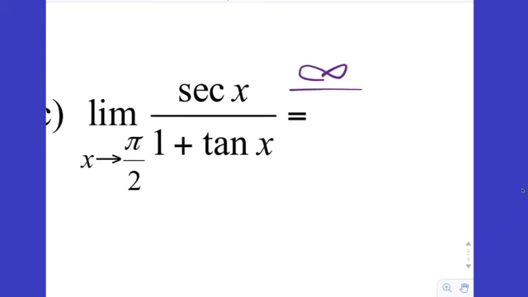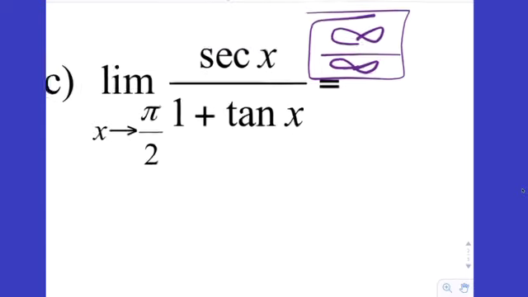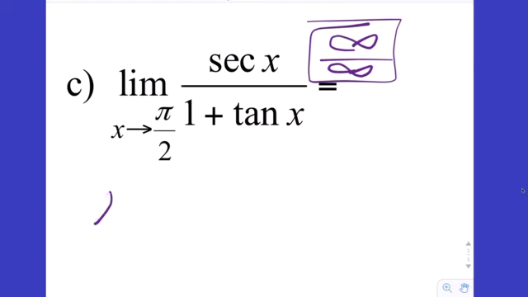And then when you plug into the bottom, you get 1 plus tangent of pi halves. Tangent of pi halves is also undefined because it's some type of infinity. Infinity plus 1 is infinity. Now, for the indeterminate form, it doesn't matter if it's plus infinity or minus infinity. It's just quotient of two infinities. That means we can use L'Hopital's rule. So we'll give it a shot. We'll see where it leads.